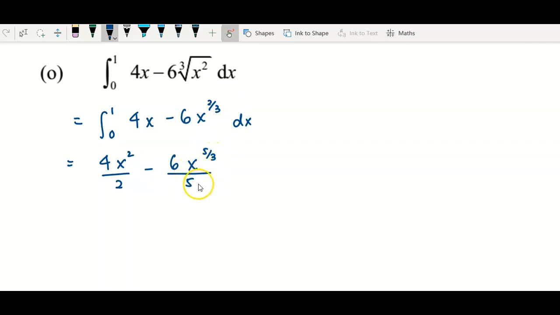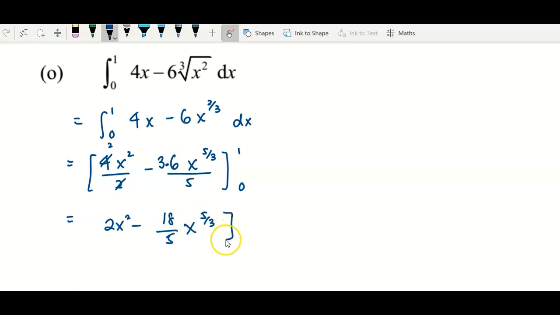Okay, then this one is over 5 over 3. Over 3 I bring up. I get 3 multiplied by 6 later on. This is multiply. And now we have done the integration. Just put your limit beside it. And now you simplify first. You have 2x squared and 18 over 5 x power of 5 over 3.